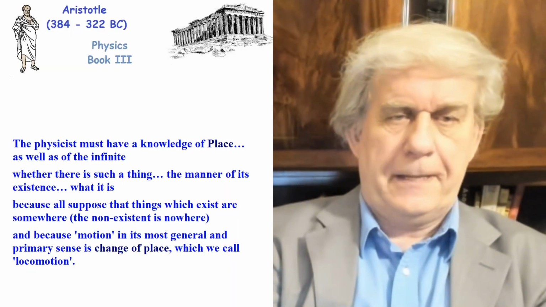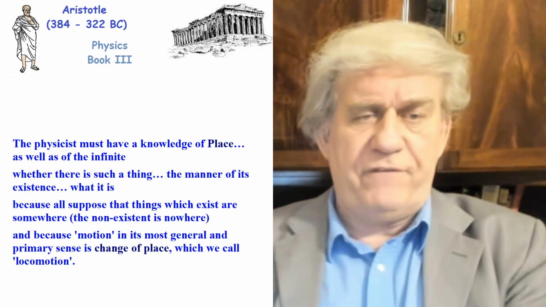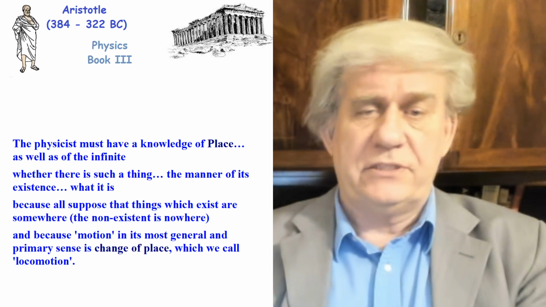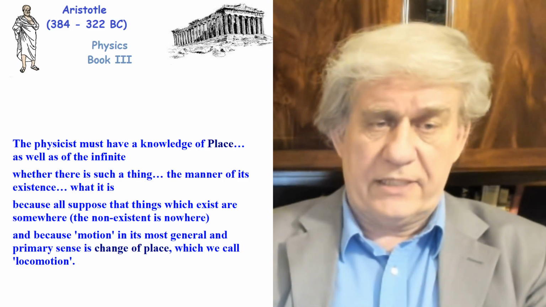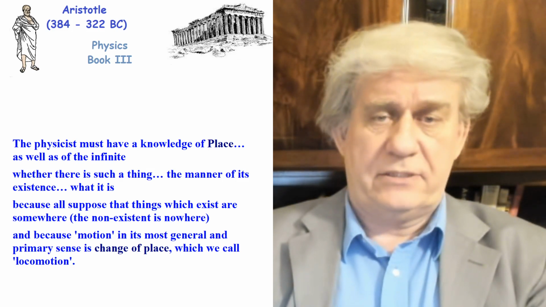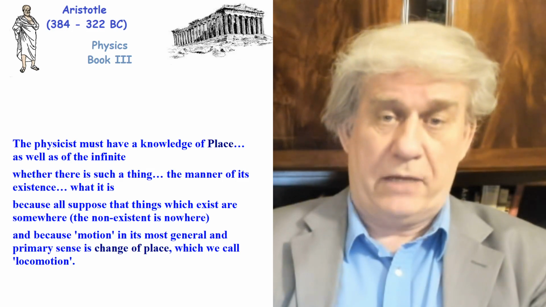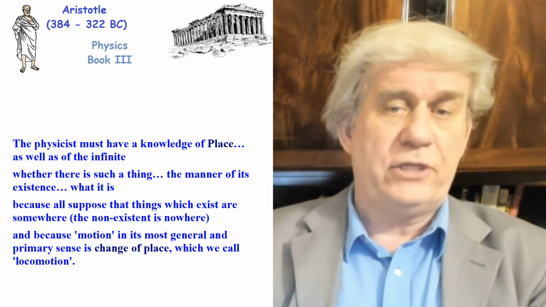Let's start at the beginning. He synthesizes his notions in book 3 of Physics, okay? And here it is. This is our starting point. And he says, "The physicist must have a knowledge of place as well as of the infinite." Well, I don't know about the infinite, but place, I think I know what he's going to talk about. Sounds about right. Yeah, we need to know what location is.